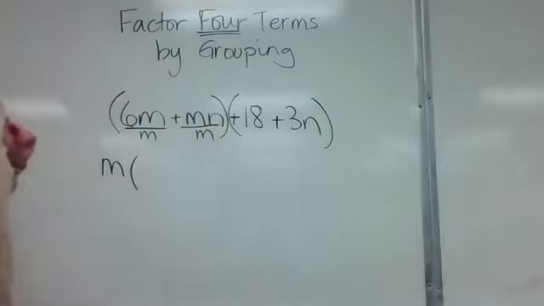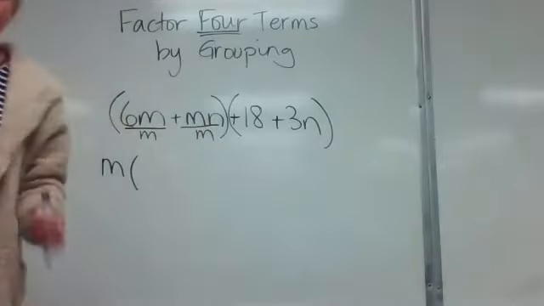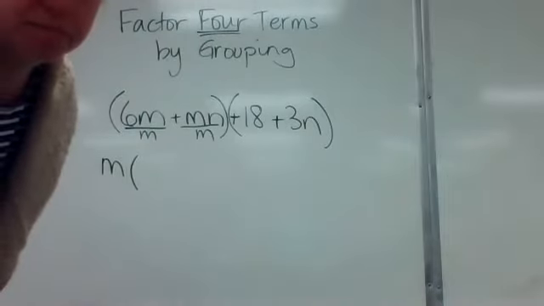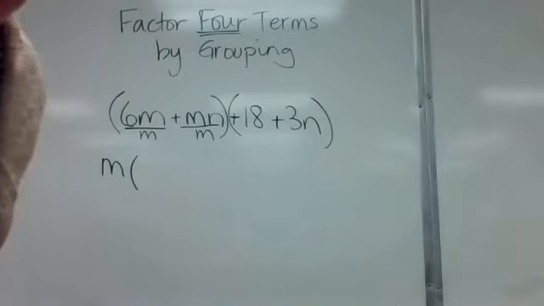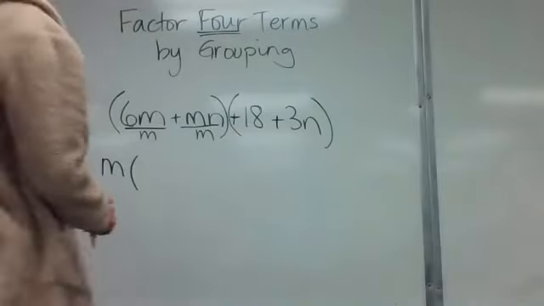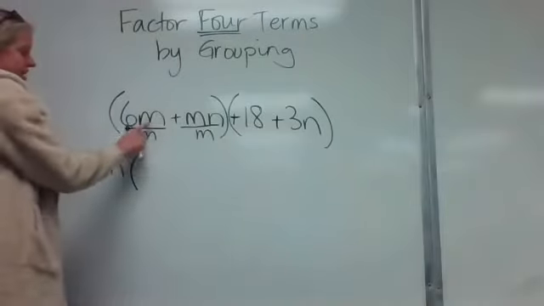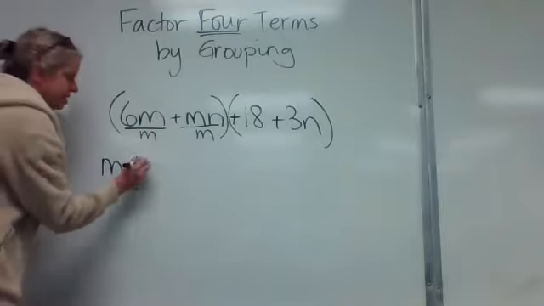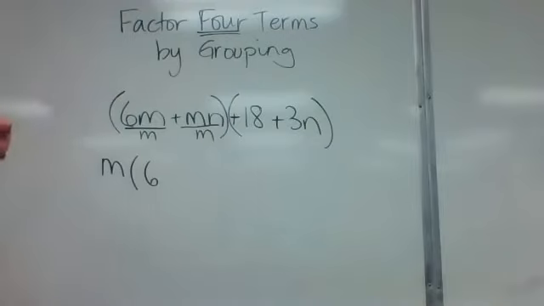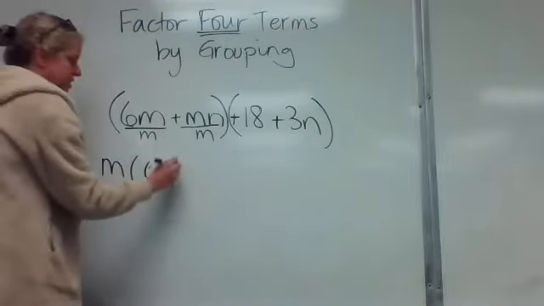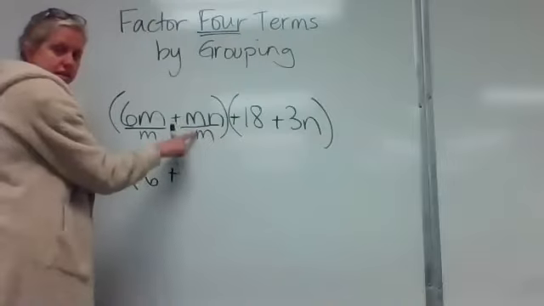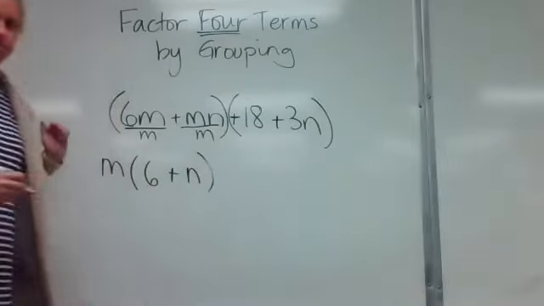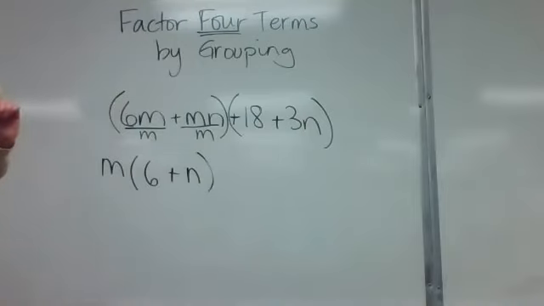Just like always, I'm going to divide what I put in there by what I pulled out. So let's see here what's left. I pulled out the M, so all I'm left with is that 6. Bring down my plus. I pulled out the M, so all that's left here is that N, and that's it for that part.